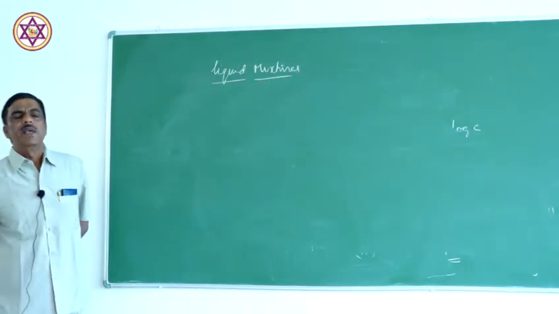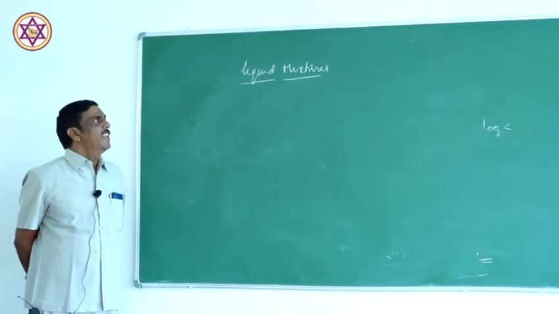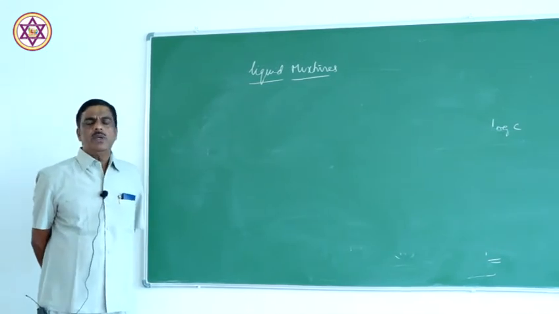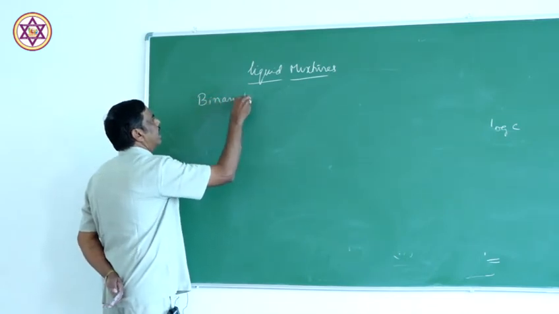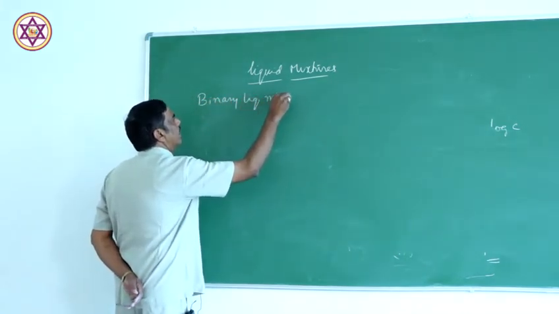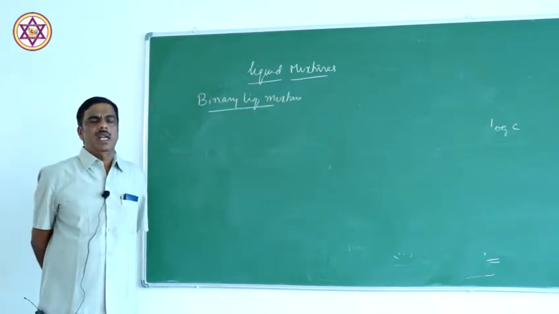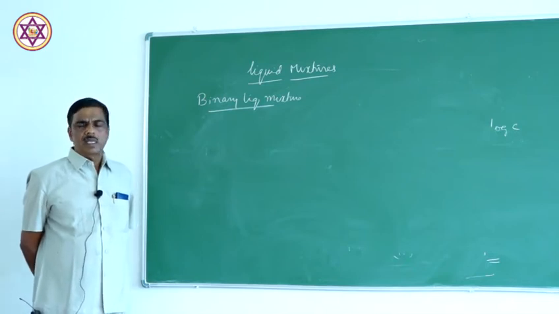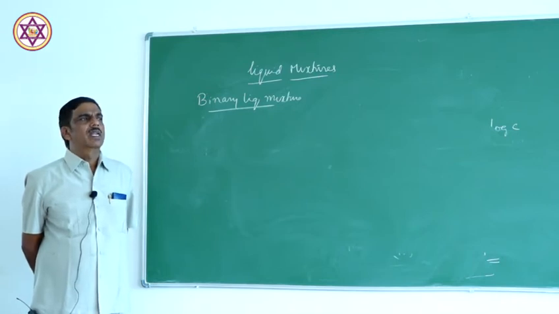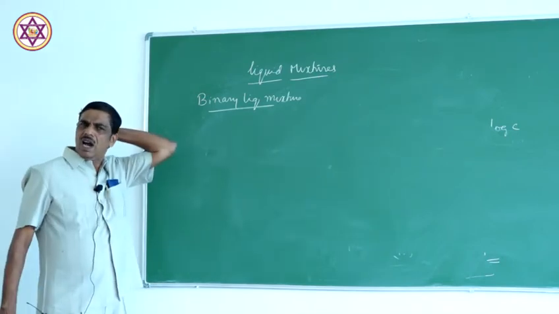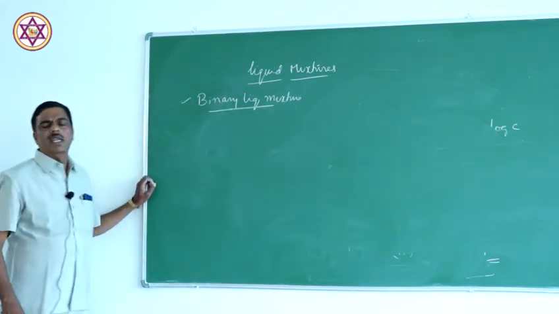Liquid mixtures. Mixing of two or more liquids is nothing but a liquid mixture. In liquid mixtures, if you mix only two liquids, that is called a binary liquid mixture. You mix any two liquids. For example, you mix water and alcohol, triethylamine and water, nicotine and water, benzene and toluene, oil and water. That type of mixture is called a binary liquid mixture.